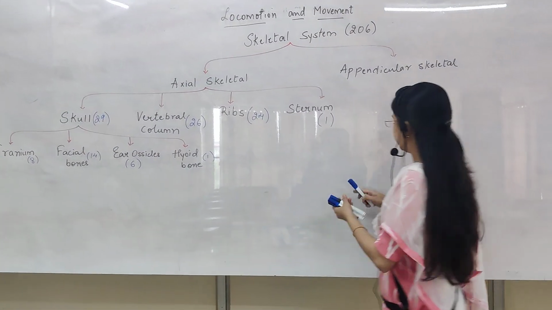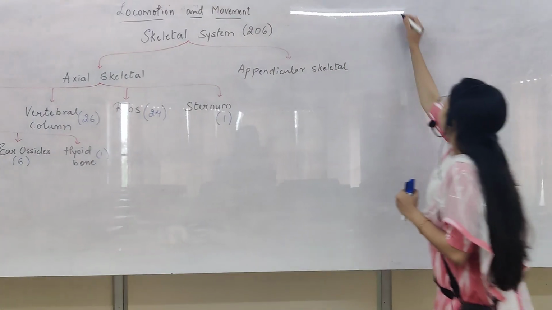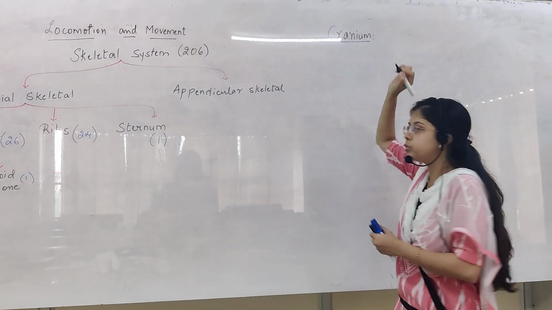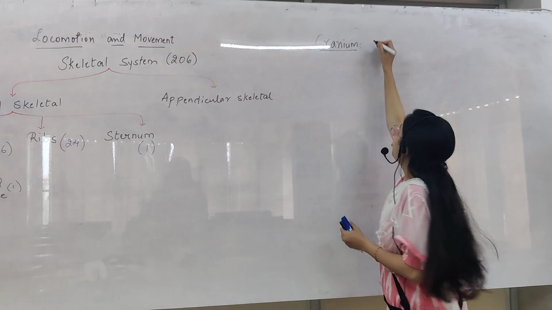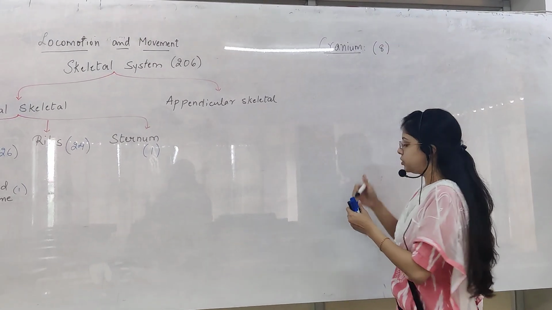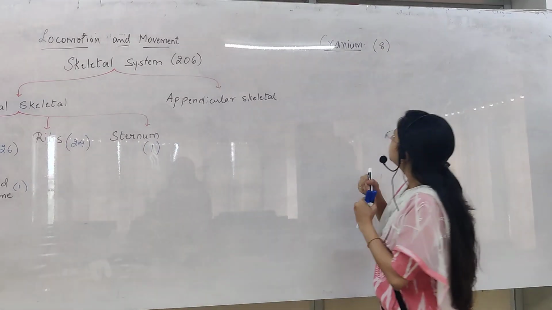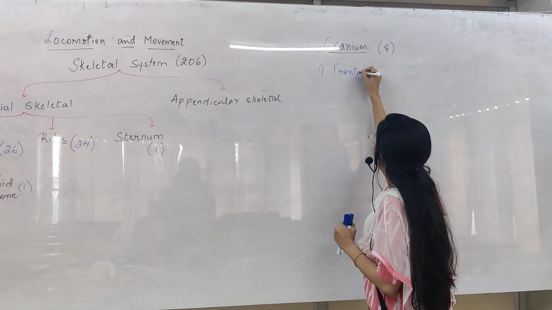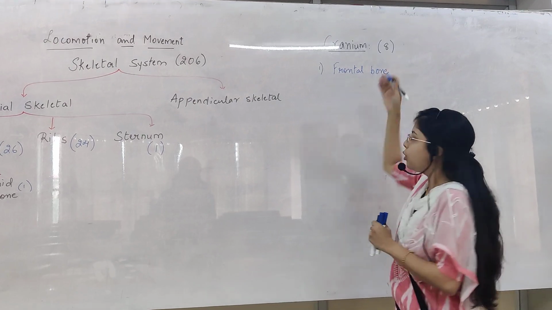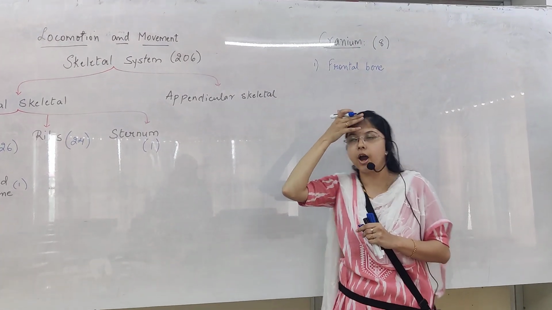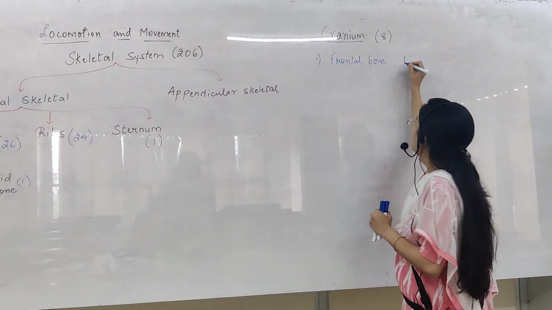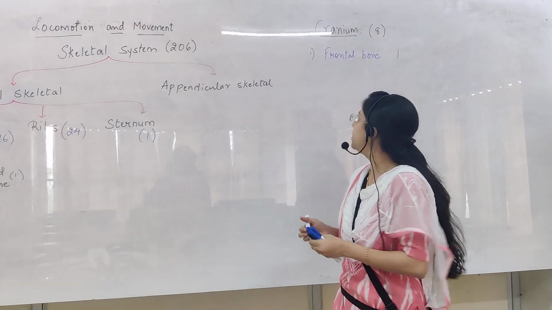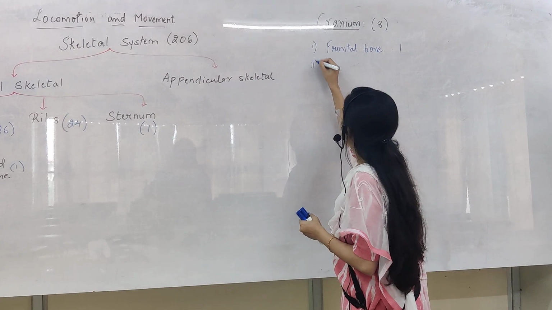Talking about the bones of the cranium, as I said, the cranium is the box which protects the brain. It is totally made up of 8 bones. Out of those 8, the first bone is the frontal bone, the bone which is present in the front, the part of the forehead. It is 1 in number. It is an unpaired bone. The bone of the forehead will be the frontal bone.